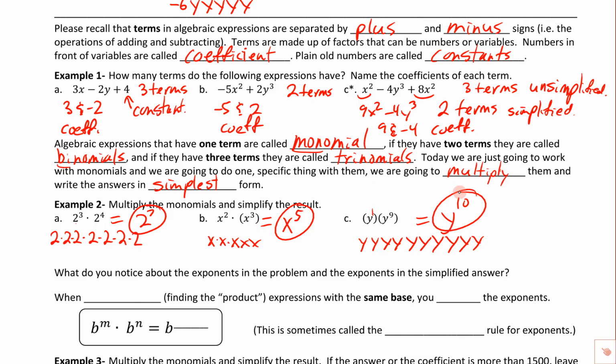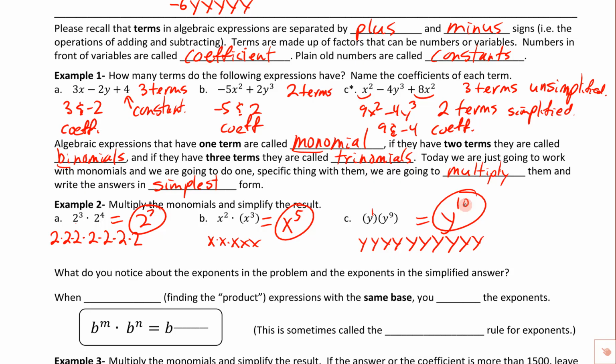Now, I'm hoping that you've noticed something about the exponents in the problem and the exponent in the answer. So the exponents here were 3 and 4. The exponent in the answer was 7. Exponents here were 2 and 3. Exponent in the answer was 5. Exponents here, understood to be a 1 and a 9, and the exponent in the answer was a 10.